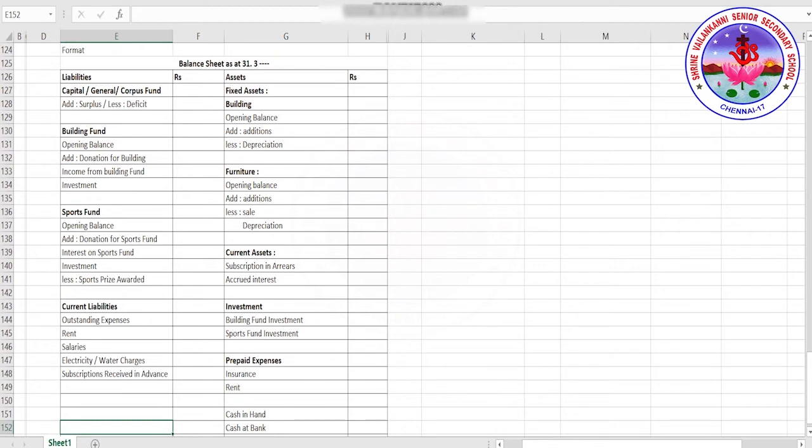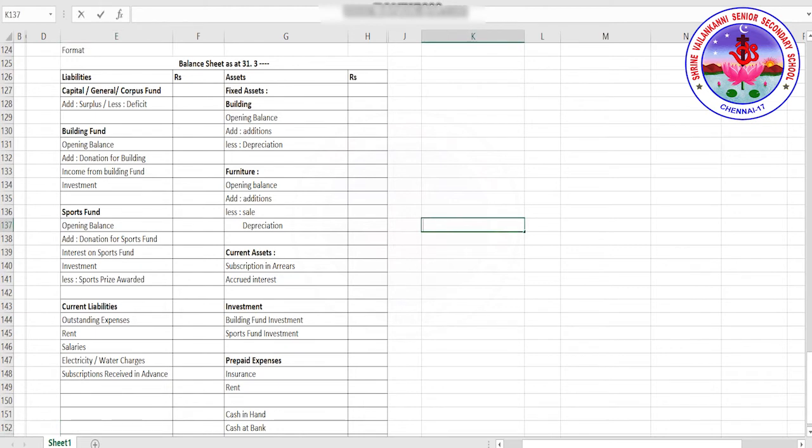The assets have fixed assets, which has building, opening balance, add additions, less depreciation. Additions means if you have purchased any building, then that will come under additions. Furniture has opening balance, add additions, less sales and depreciation. Then you have the current assets, subscription in arrears.